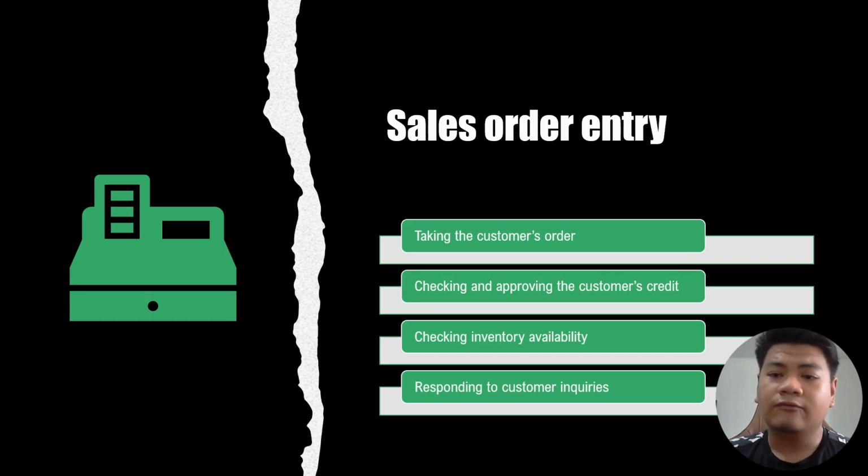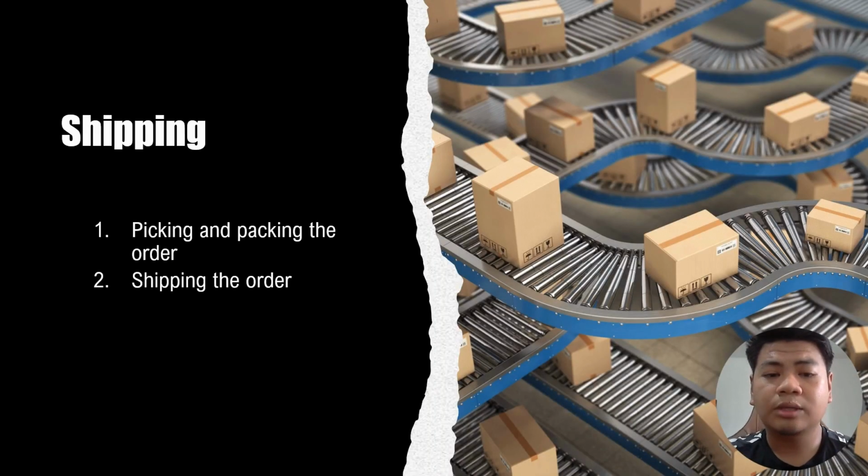If we have a problem and we don't have the product, we need to tell the customer so the customer knows. So number 2, shipping. After the customer answers our inquiry, we need to do packaging and shipping of the order.